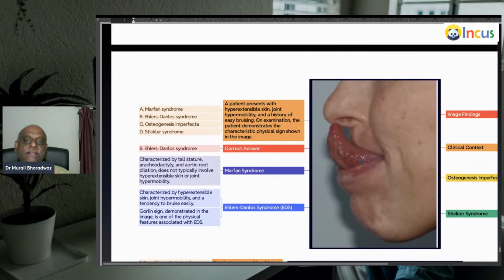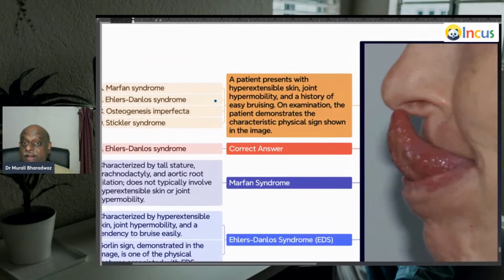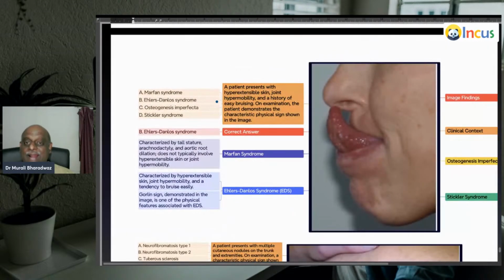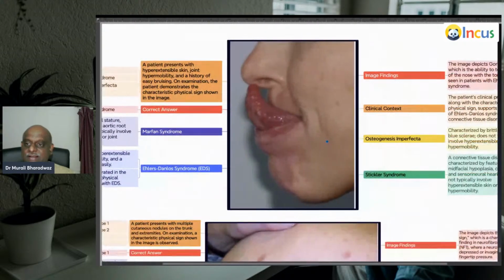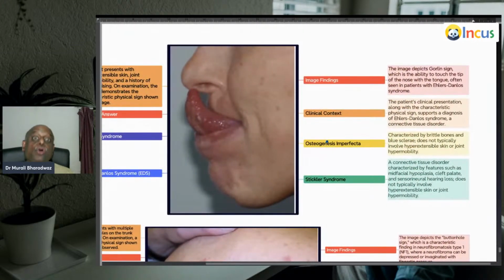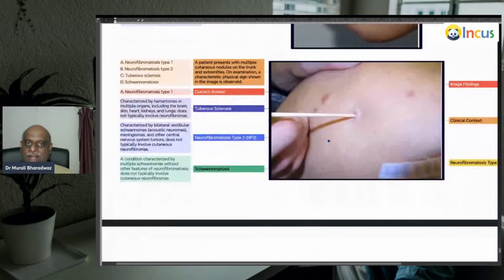A patient presents with hyperextensible skin and joint hypermobility with a history of easy bruising. And on examination, what is this physical sign, doctor? Typically, the Gorlin sign, where there is an ability to touch the tip of the nose with the tongue, which is seen in Ehlers-Danlos, is what you need to remember.